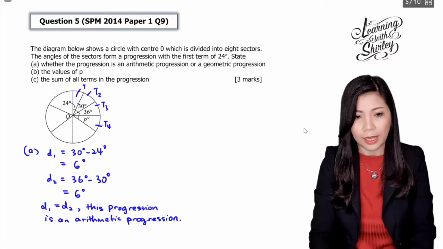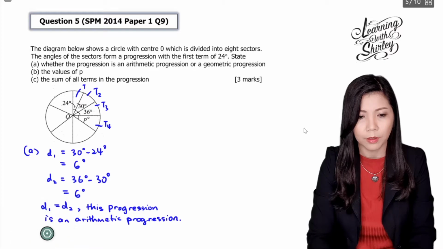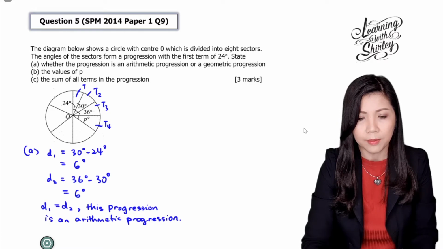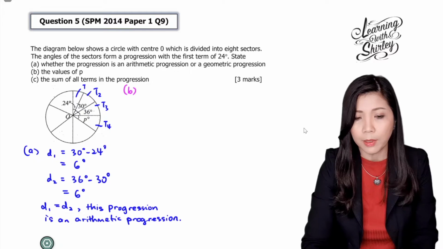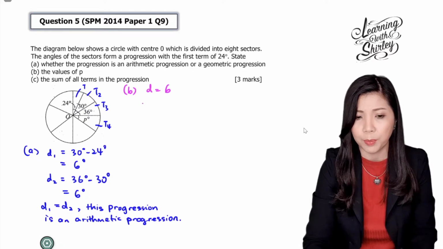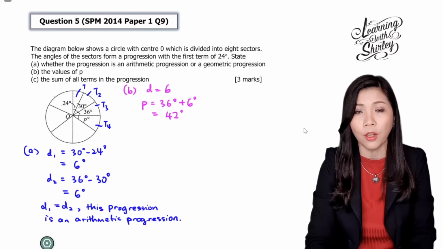Okay? So let's solve for B, find the value of P. So we know that this is an AP. So with A, I'm going to write it here. The D, the common difference, is equal to 6. So if I want to find the value of P, I just use 36 degrees plus 6 degrees. So we'll get 42 degrees. That's the answer for B.